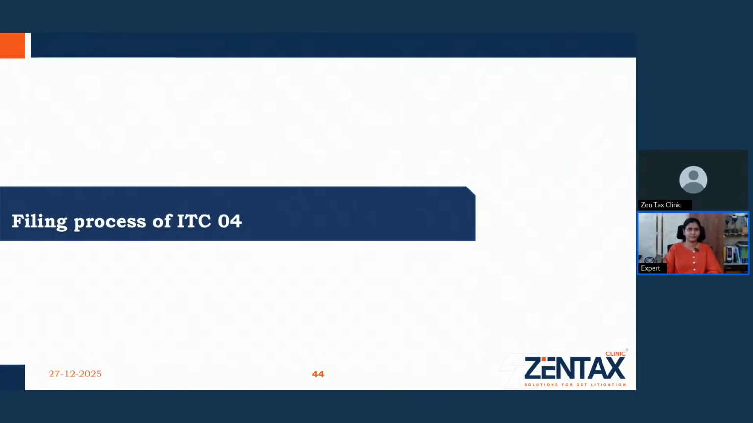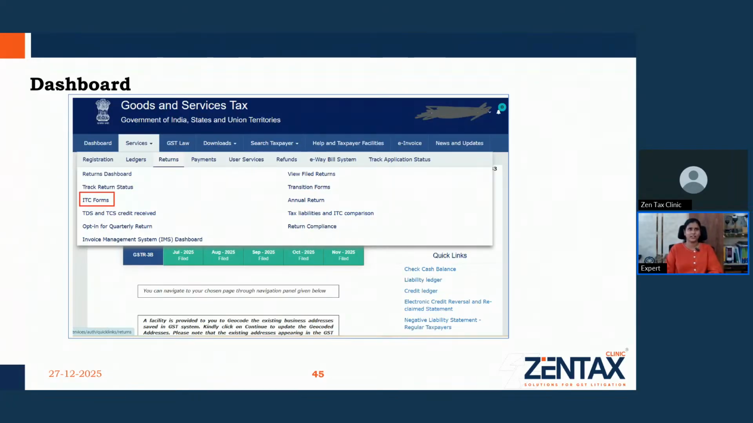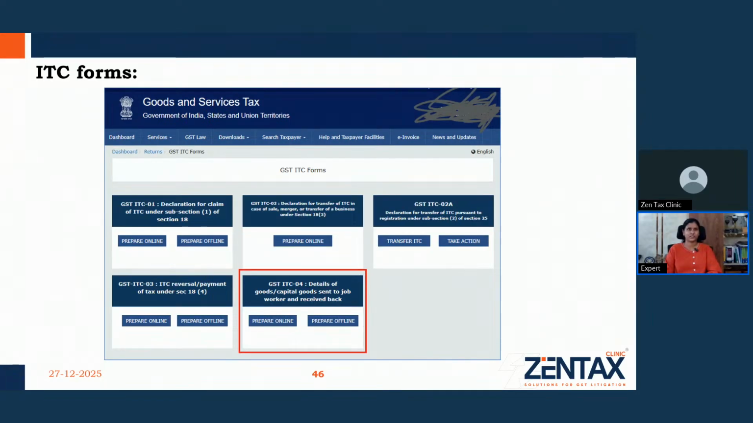The filing process of ITC04. How to file ITC04? Once we log into the GST portal, we need to go to services, returns, and in that we will find the ITC forms. In GST ITC forms, we will have various forms, and GST ITC04, that is the details of goods or capital goods sent to job worker and received back. We need to select this form. Now we have given prepare online.